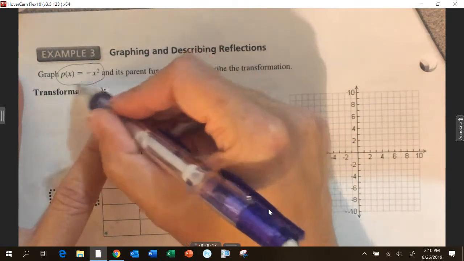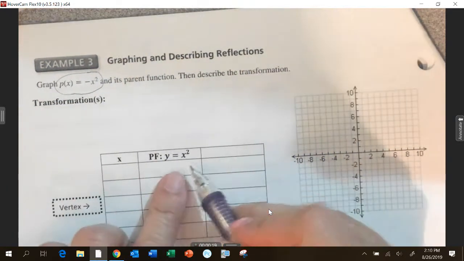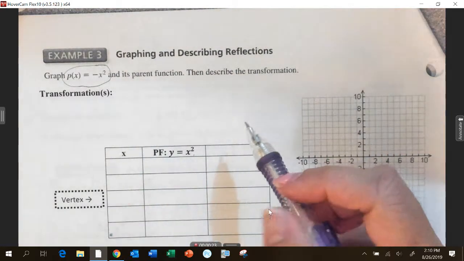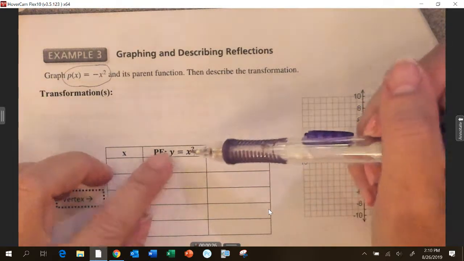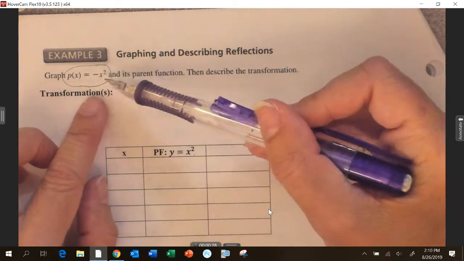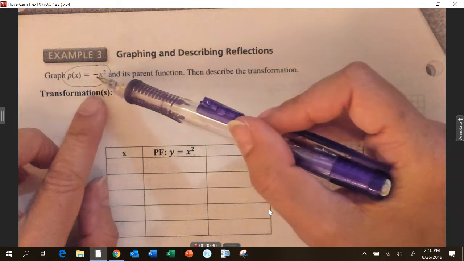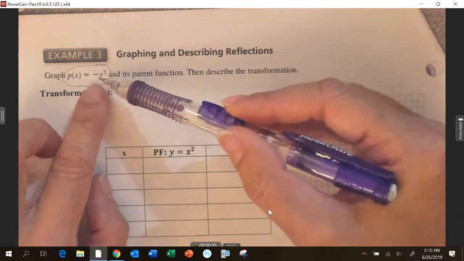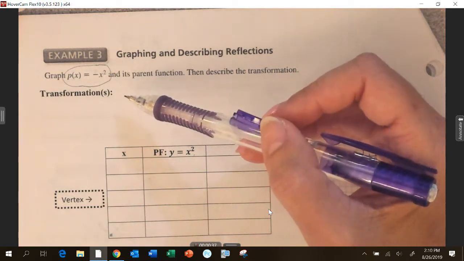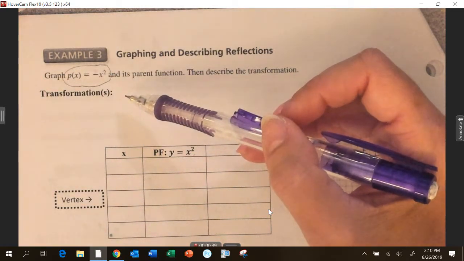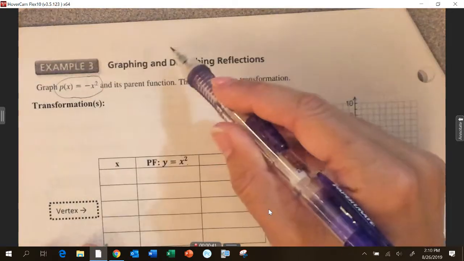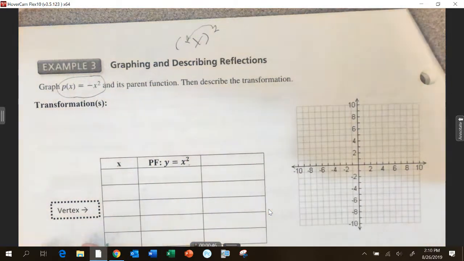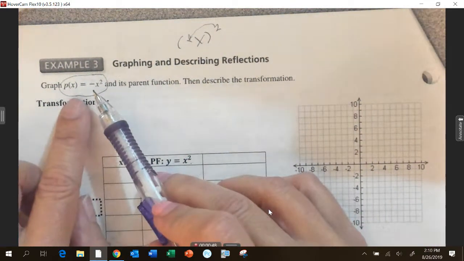First thing you want to do is figure out what that parent function is, which I've already told you right here: y equals x squared. And then from there, we want to look at what the transformations are from x squared to make it into negative x squared. So this negative, the question is, is that negative being squared, or does that negative happen after the square? A hint: if the negative is being squared, it would be in parentheses with the square. So I would know to square the negative also. So is the negative being squared?